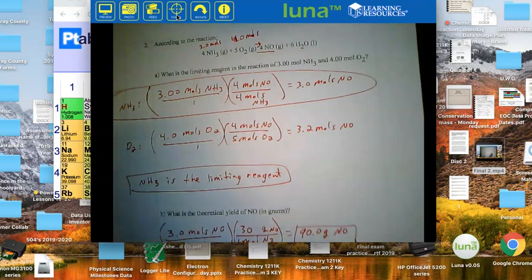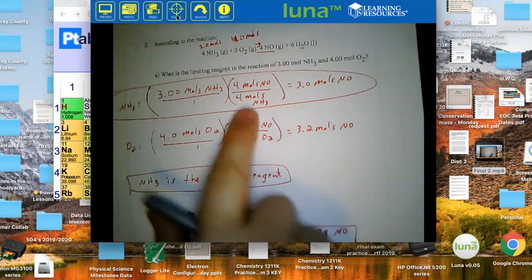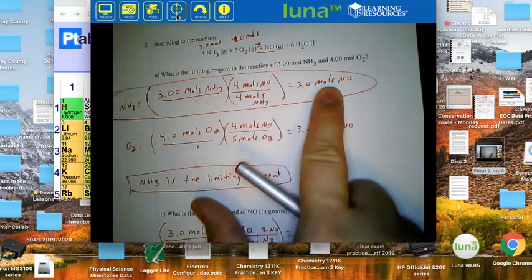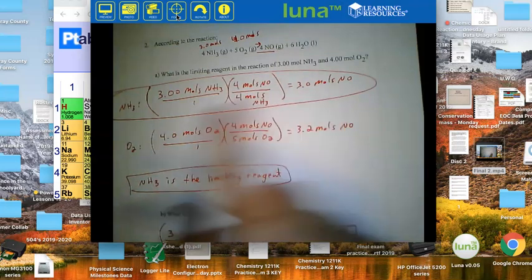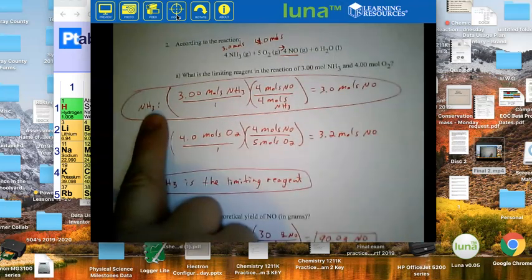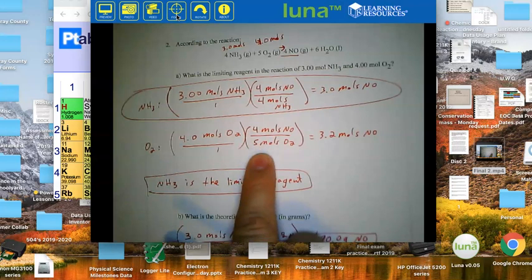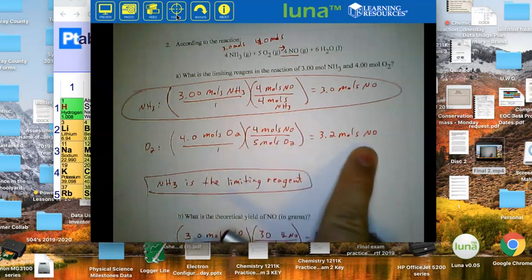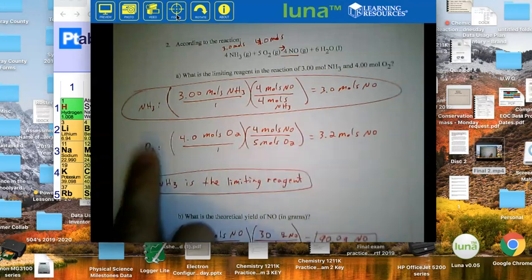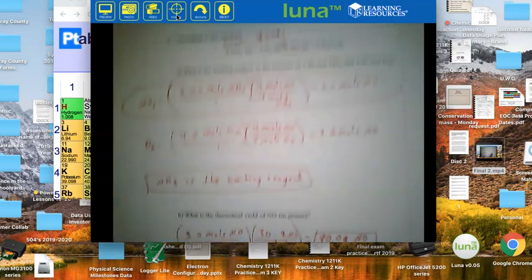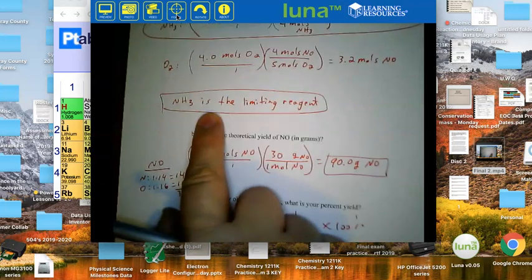All right, so for ammonia, for every 4 moles of ammonia, I can produce 4 moles of nitrogen monoxide. So I can produce 3 moles of nitrogen monoxide given the amount of ammonia that I started out with. And then for oxygen, same process here. For every 5 moles of oxygen, I can produce 4 moles of nitrogen monoxide. So when I do the math, I get 3.2 moles of nitrogen monoxide. Well, I have excess oxygen. Ammonia is going to be my limiting reagent. So I list that there as the answer.